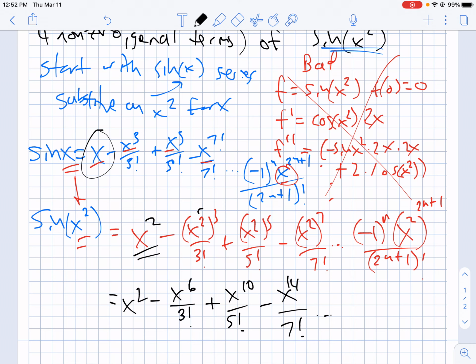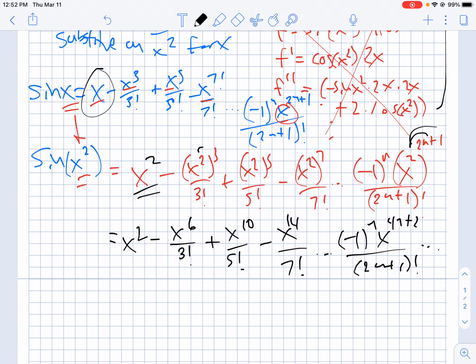Here, when you multiply out the powers, you've got to distribute, right? So that's going to become x to the 4n plus 2 divided by 2n plus 1 factorial. Okay. And that's my series for sine of x squared. So if you go through the bad method and take 14 derivatives, you're going to get the same answer. But this became a lot easier problem by just handling the sine of x squared, by starting with the sine of x series. Let's do another one.